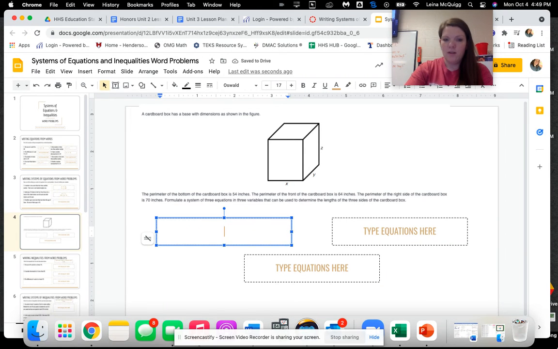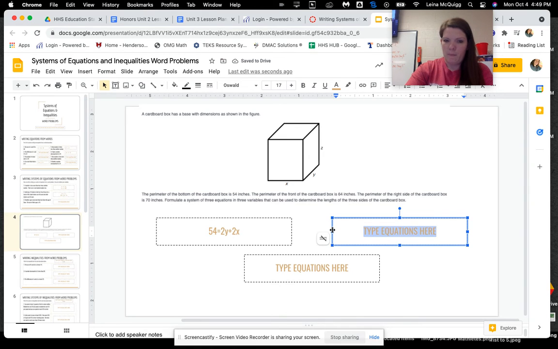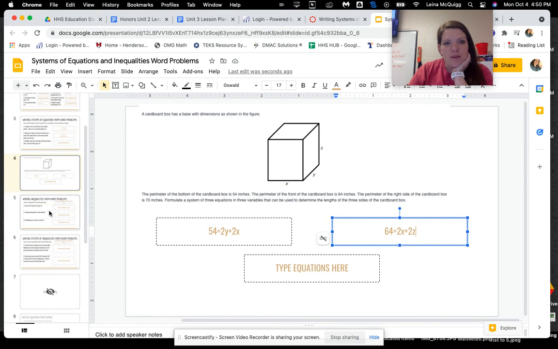So we should have here 54 equals 2y plus 2x. And then on this equation, we would have 64 equals 2x plus 2z, and then you guys can come up with that third equation on your own. Okay, so pause the video and write that third equation.